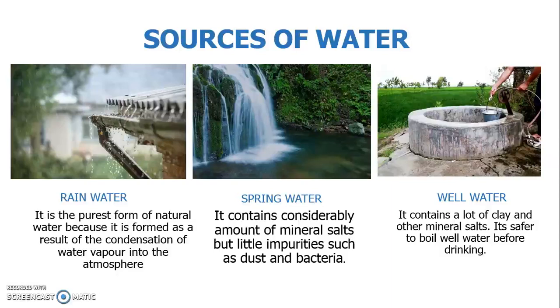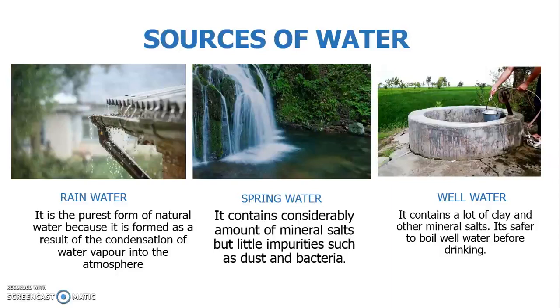Now spring water, let me define what a spring is. A spring is a point at which water flows from an aquifer to the earth's surface. What is an aquifer? An aquifer is an underground layer of water-bearing permeable rocks. That is an underground source of water that is being transferred to a bigger water body. It contains a considerable amount of mineral salts, but little impurities such as dust and bacteria.